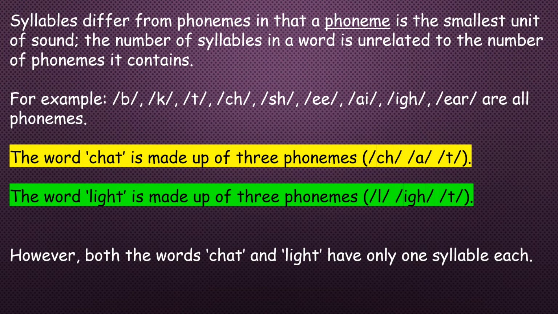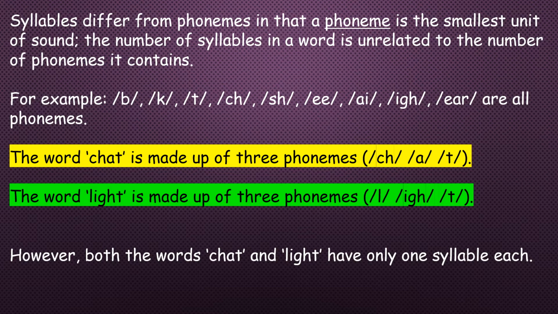Syllables differ from phonemes in that a phoneme is the smallest unit of sound. So you have units of sound like b, a, t, s, d, o. Others are single units of sound and they are phonemes. The number of syllables in a word is unrelated to the number of phonemes it contains.